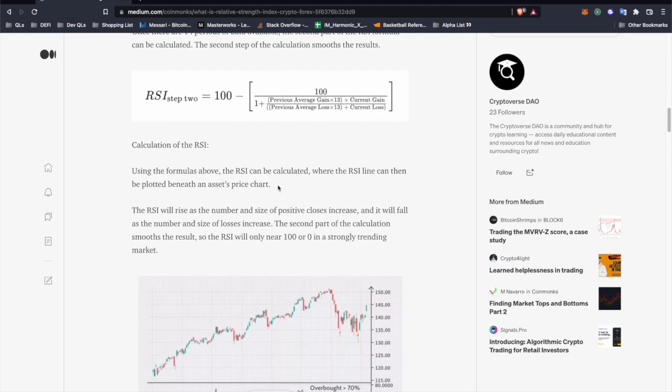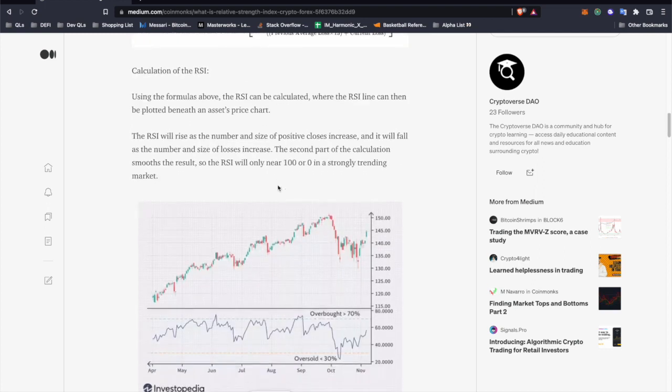Using the formulas above, the RSI can be calculated, and the RSI line can then be plotted underneath an asset's price chart. The RSI will rise as the number and size of positive closes increase, and it will fall as the number and sizes of losses increase. The second part of the calculation smooths the result. So the RSI will only near 100 or 0 in a strongly trending market. So not in a ranging market like you can see here. Strongly trending. So if you're on a very strong uptrend or a very strong downtrend, that's what that means.